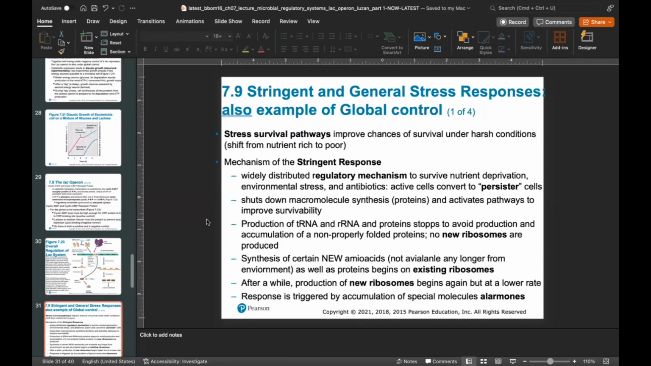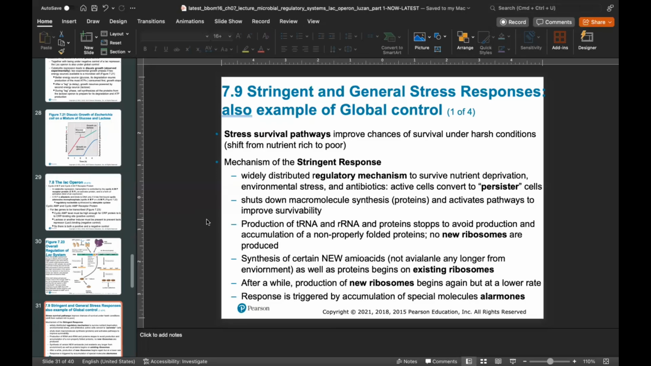Stress survival pathways improve chances of survival under harsh conditions, and this is all under the stringent and general stress responses, which are also examples of global control. The stringent response is a widely distributed regulatory mechanism to survive nutrient deprivation, environmental stress, and antibiotics, after which cells convert to persister cells. It shuts down macromolecule synthesis and activates pathways to improve survivability.